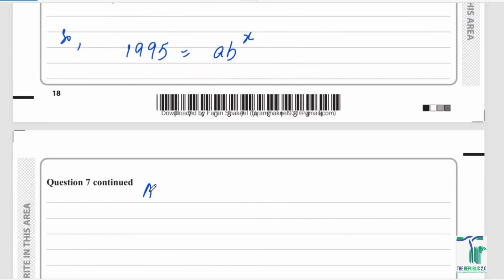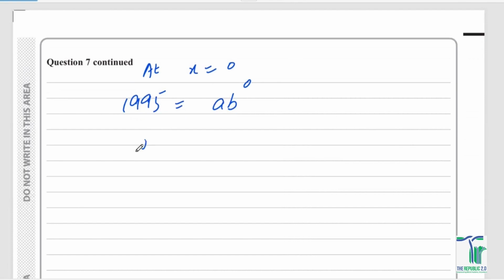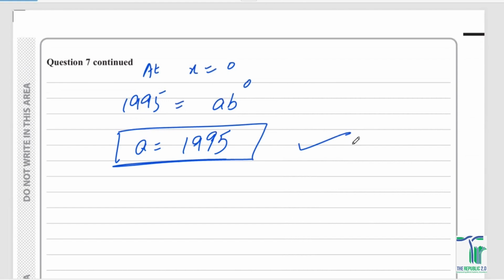So at x equals 0, you would have 1995 equals a times b to the power of 0. B raised to the power of 0 has to be 1. So a comes out to be 1995. That is the value of a. So now the above expression would look like P equals 1995 times b raised to the power of x.